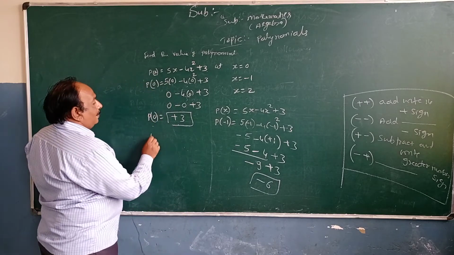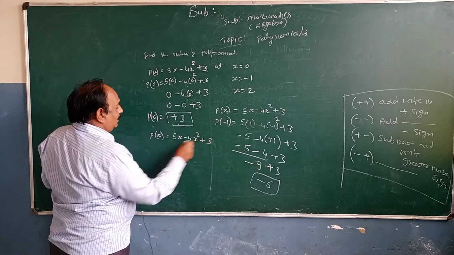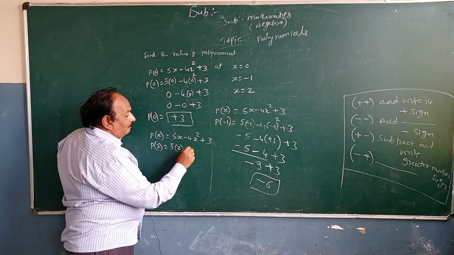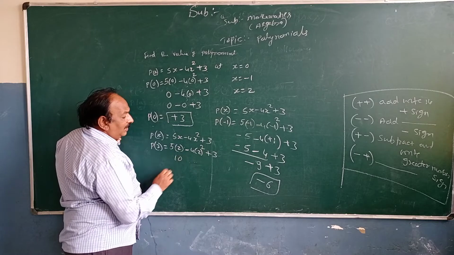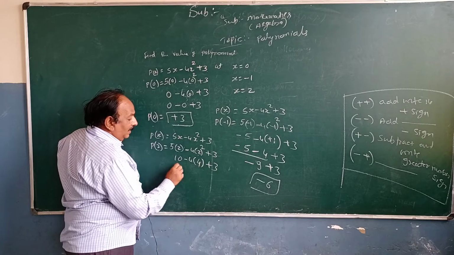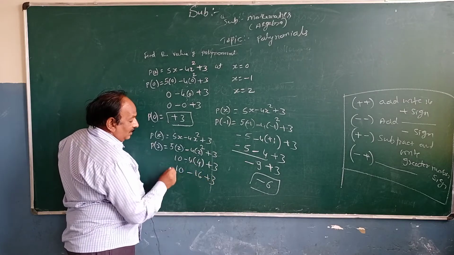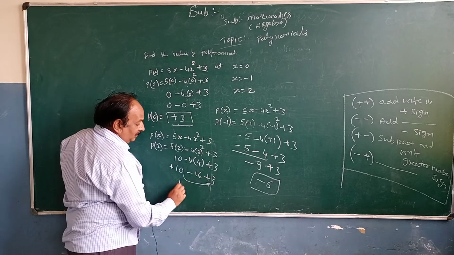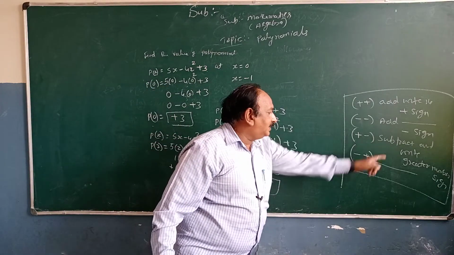The last one, P of x is equal to 5x minus 4x square plus 3. P of 2 is equal to 5 into 2 minus 4 into 2 square plus 3. 5 2s are 10 minus 4 into 2 2s are 4 plus 3. 10 minus 4 4s are 16 plus 3. This is plus, both are plus. Add 10 plus 3, 13. 13 minus 16. One is plus, another is minus.